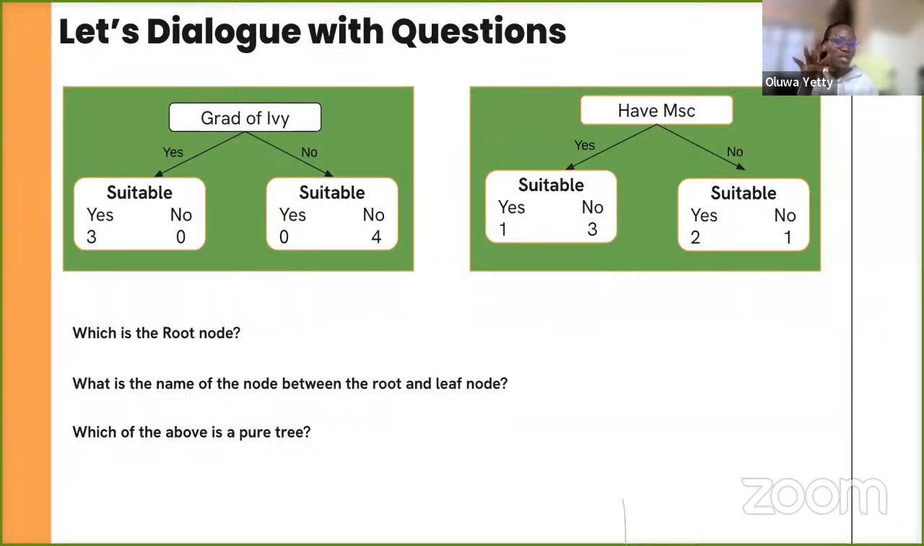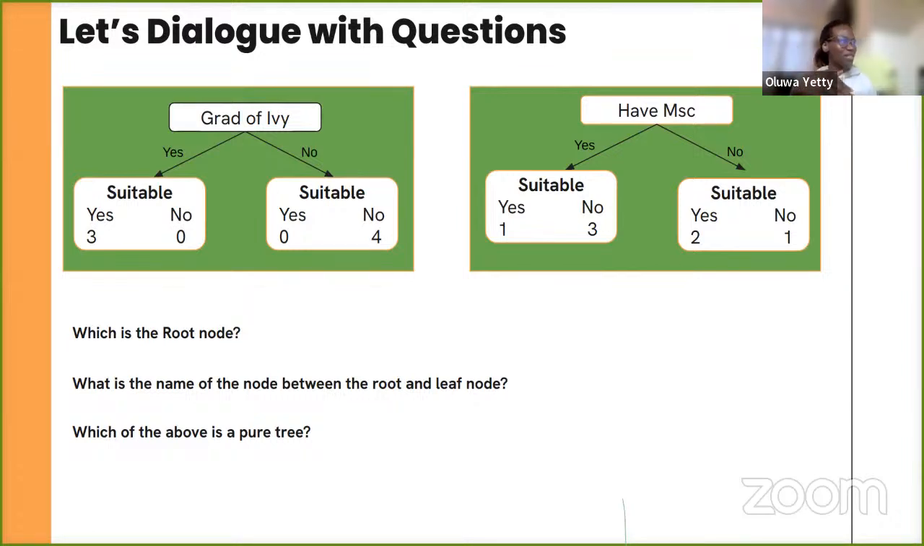Okay, let's put it this way. Which do you think is the purest? Which do you think is the purest? I don't want none of both. Pick one. Which do you think is the purest out of the two? Grad of ivy. Okay, I saw that some people are not changing their mind. All right, awesome. Grad of ivy. You're right. The grad of ivy is the purest, and we will get to see why.